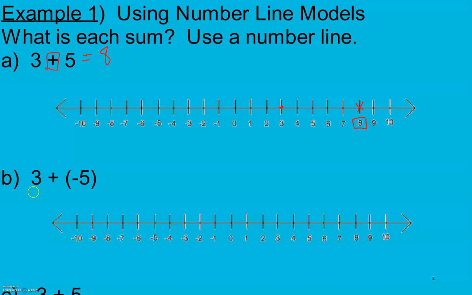Same idea here. We start at 3, and then we add the opposite of 5. So instead of going towards 5, we go back 5. So back 1, 2, 3, 4, 5. X marks the spot. We get -2.